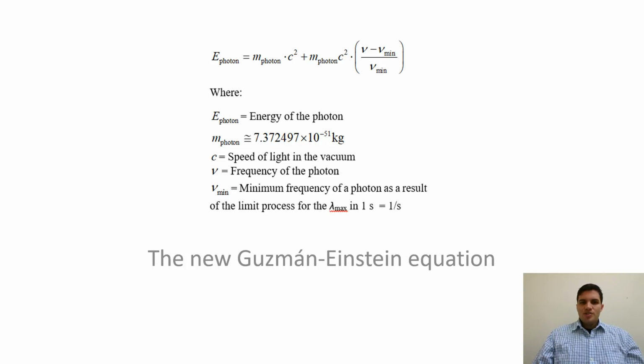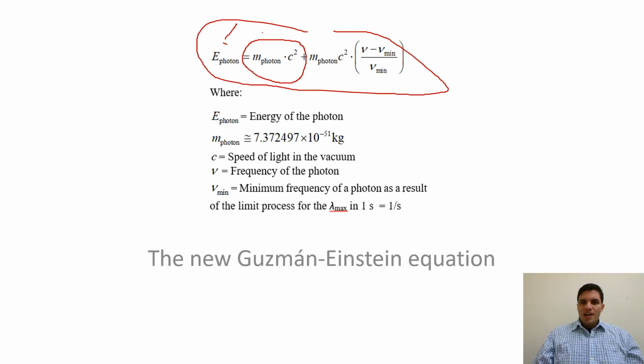Here I present our new equation, the Guzmán-Einstein equation. This equation has the energy equal to the mass of the photon multiplied by c squared. This part of the equation is of the form of kinetic energy, and the other part of the equation is the mass of the photon multiplied by c squared and multiplied by this part of the equation that represents the frequency of the photon, with an extraction of 1 cycle per second, representing the 1 over second over this quantity 2.